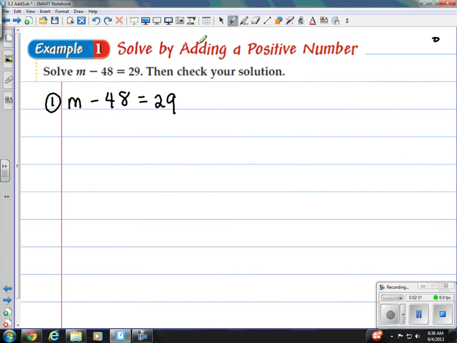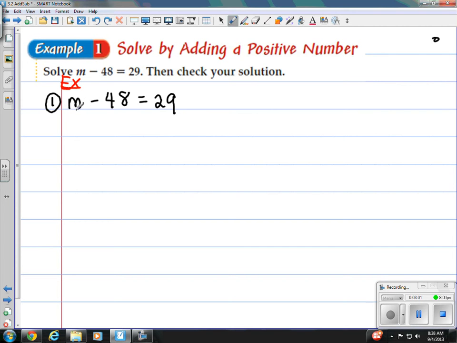So we're going to be concentrating on getting the variable by itself. And here is our first example. We start out with m minus 48 equals 29. I know in the past you might have solved these equations a little bit differently, but for today and for the rest of the year, we're going to be solving the one-step equations that are being added or subtracted by transposing.